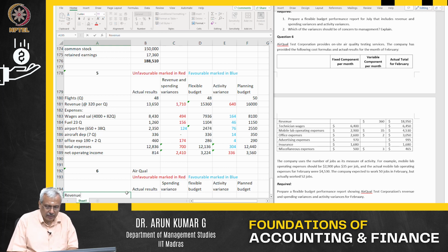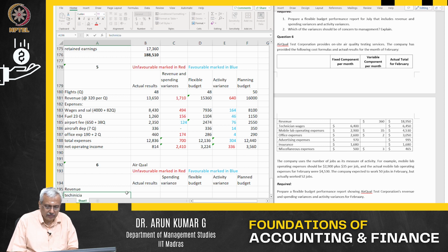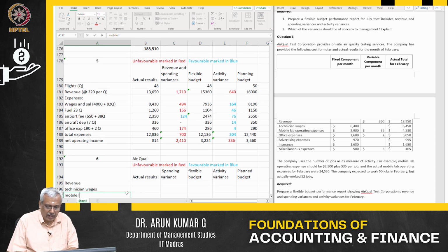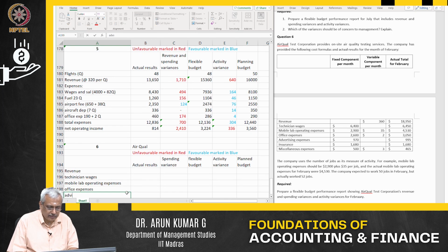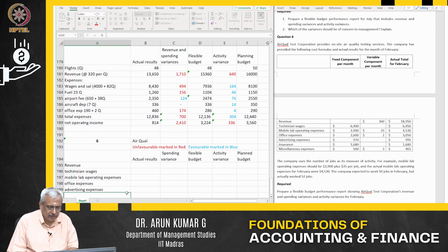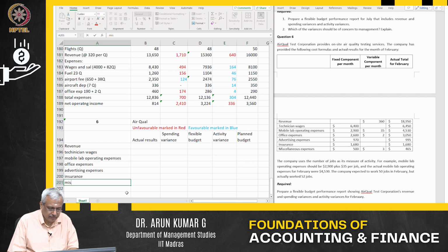I will write down all the aspects: revenue, technician wages, mobile lab operating expenses, office expenses, advertising expenses, insurance, and miscellaneous. I will also enter the actual results of all of these, that is 18,950, 6,450, 4,530, 3,050, 995. Oh, sorry. I will also enter all these expenses right away.